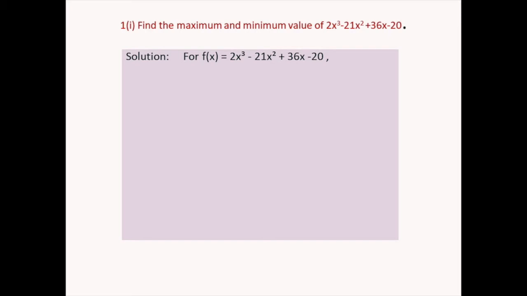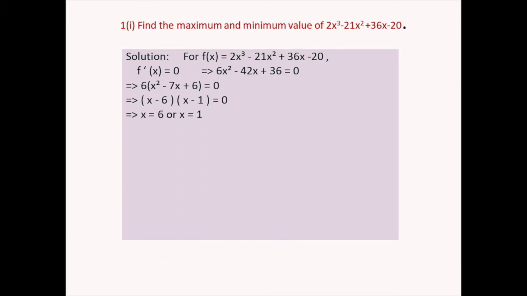So the first question for today is, I have taken question number 1, first part, which says 2x cube minus 21x square plus 36x minus 20. So I'm going to first differentiate, that is f dash x, which comes out to be 6x square minus 42x plus 36. And then when I put it equal to 0, I get 6 times (x square minus 7x plus 6) equal to 0, which gives me the values of x as 6 and 1 on simplification.